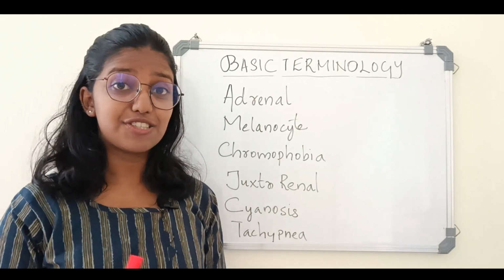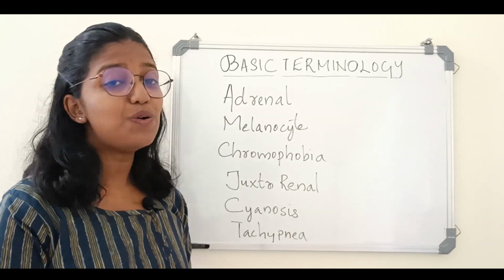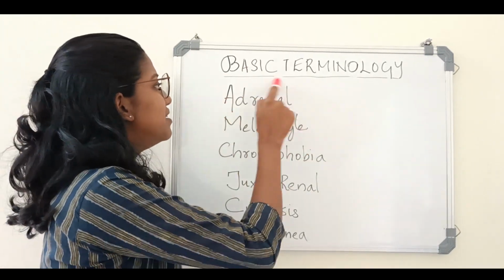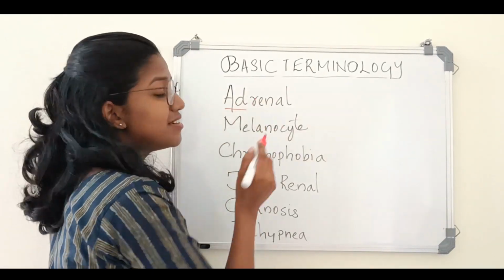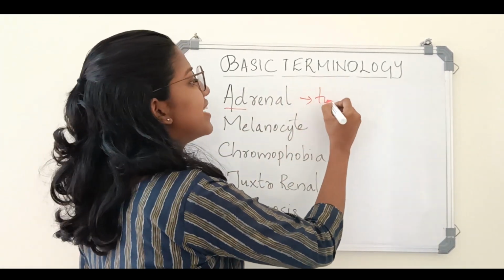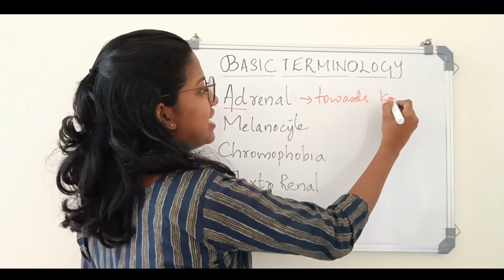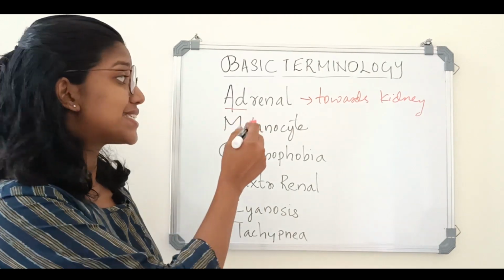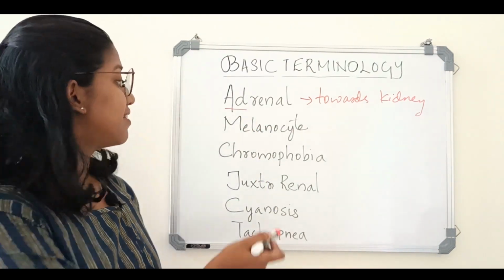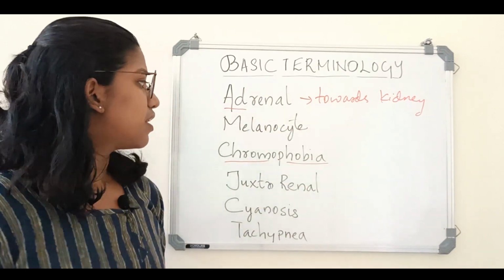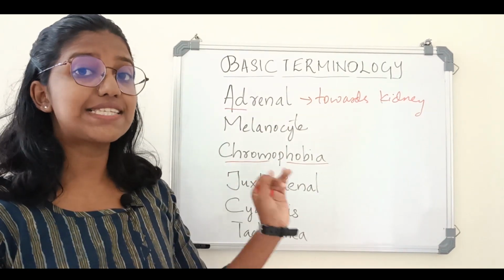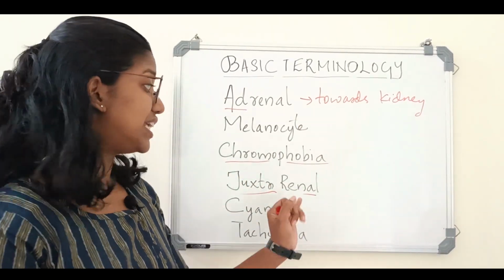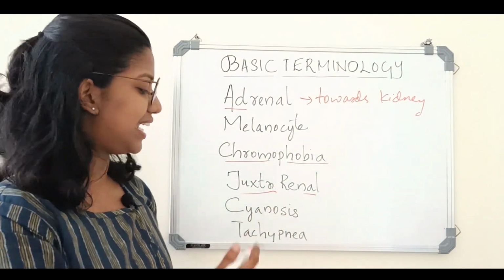So guys, I already told you a couple of terms. Now, just to sum up the session, we will talk about these terms. For example, adrenal. Ad means towards, right? So, towards the kidney. Melanocyte. Melano means black in color. So, cyte means cell. So, black colored cell. Chromophobia. Phobia means fear of something, right? So, chromo means color. Fear of color. And juxtarenal. Juxta means next to. Renal means kidney. So, next to the kidney.